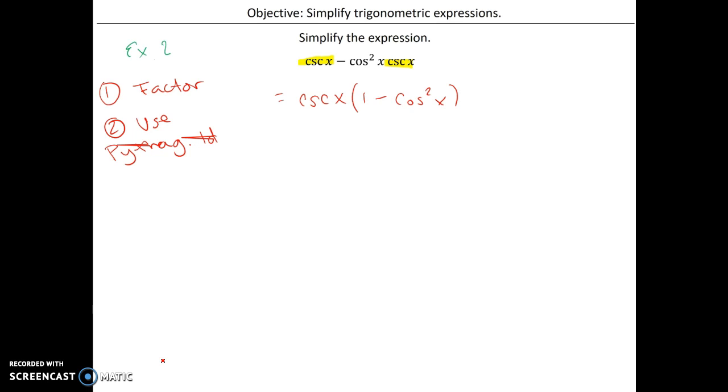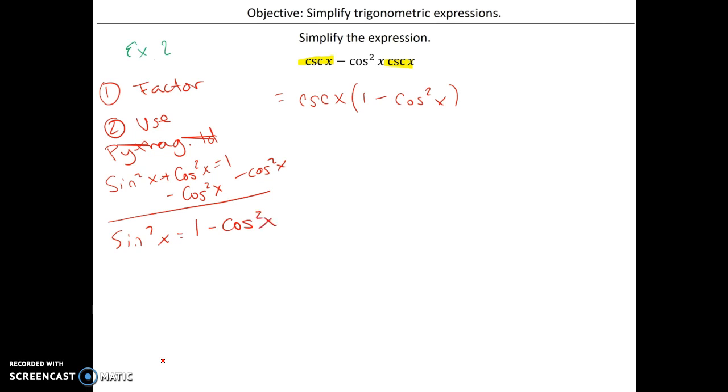And step 2, what I'm going to do now is I will use the Pythagorean identities. Again, the main Pythagorean identity that we utilize is sine squared of x plus cosine squared of x is equal to 1. So if I adjust this to get 1 minus cosine squared of x, we can see that sine squared of x is equal to 1 minus cosine squared of x. So all I'm going to do here is just substitute my Pythagorean identity.